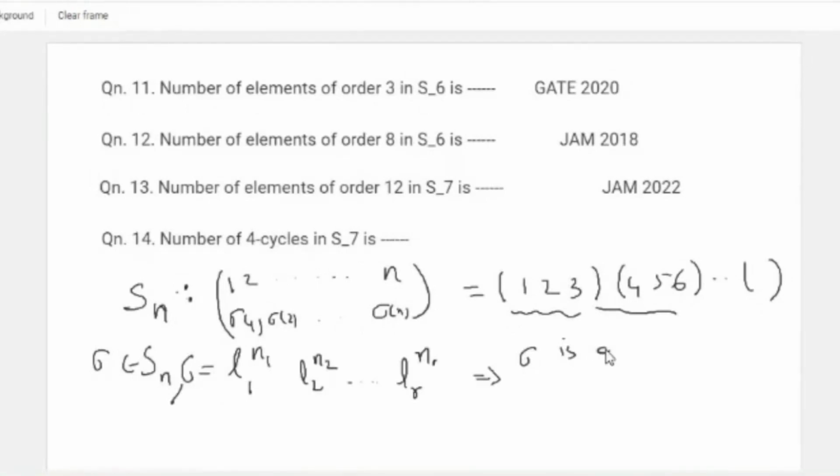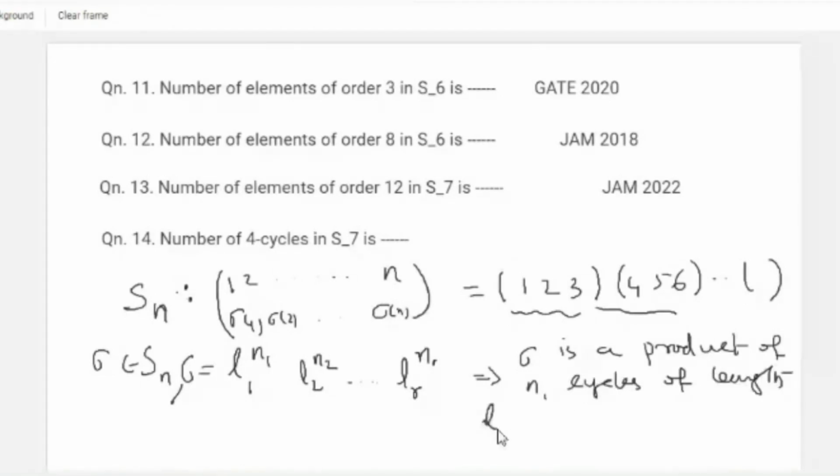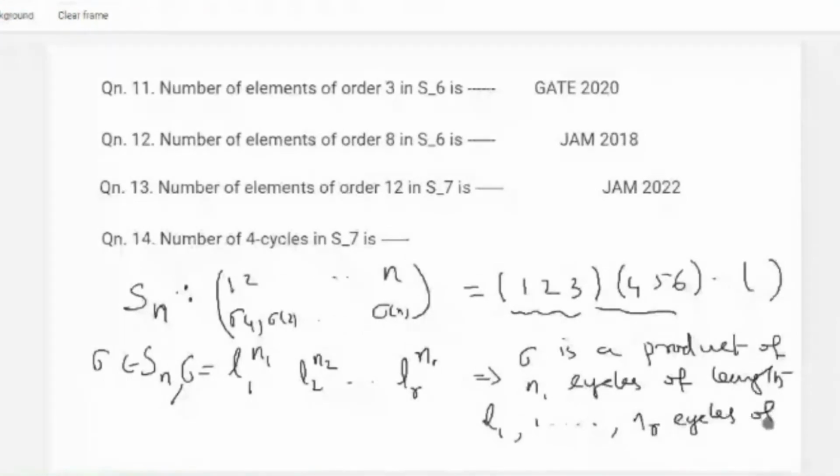N1 cycles of length L1, N2 cycles of length L2, and so on, Nr cycles of length Lr. This is known as the structure of it. So just write it down as a product of disjoint cycles, and you consider cycles of the same length together.